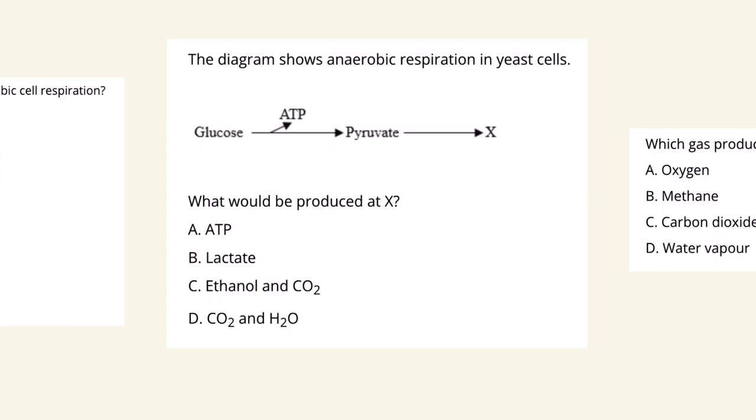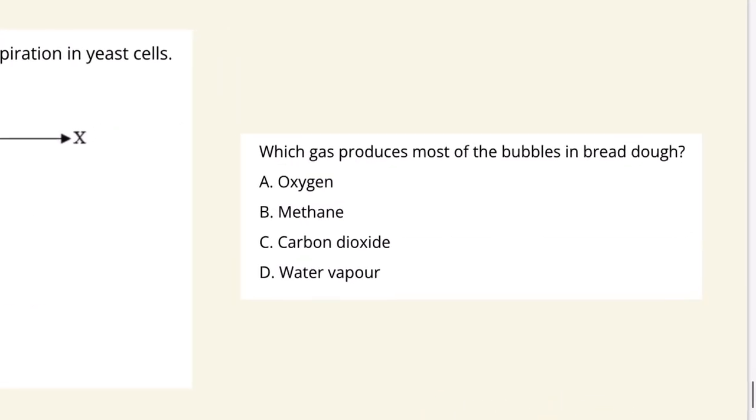So the question says that this is anaerobic respiration in yeast cells. That tells us that normally we'd be looking for ethanol and carbon dioxide as products. So then looking at these following answers, lactate would be in humans, which is not right. D is carbon dioxide and water, which is not right. And so we have the answer being C, ethanol and carbon dioxide. Now for the final question.